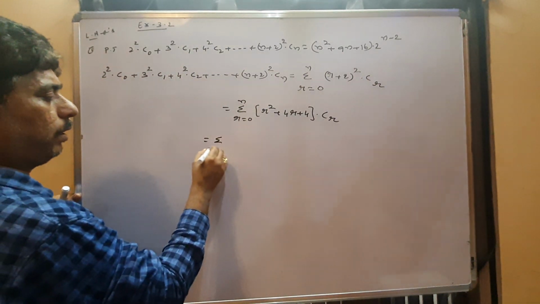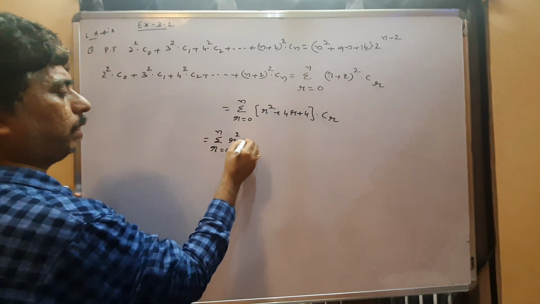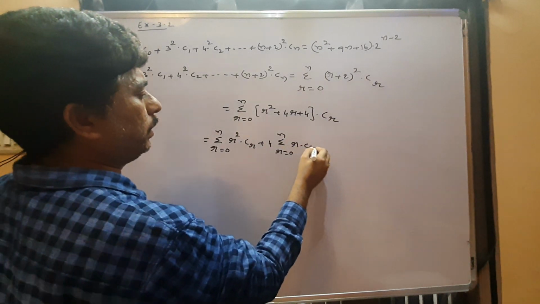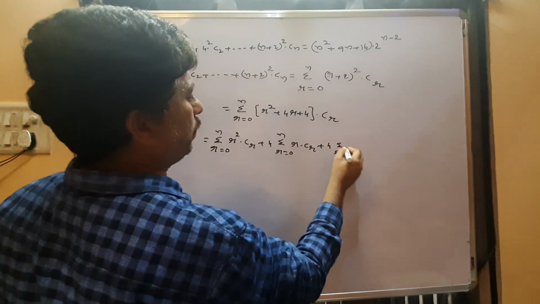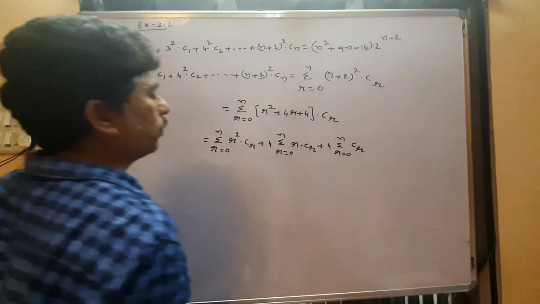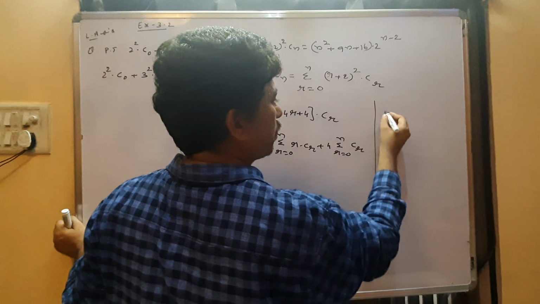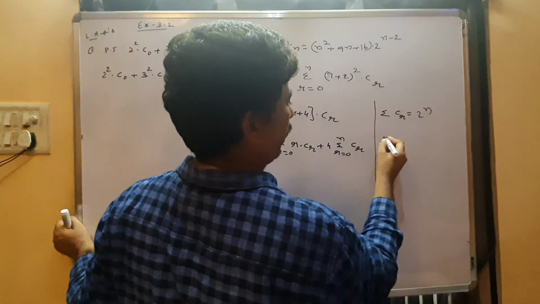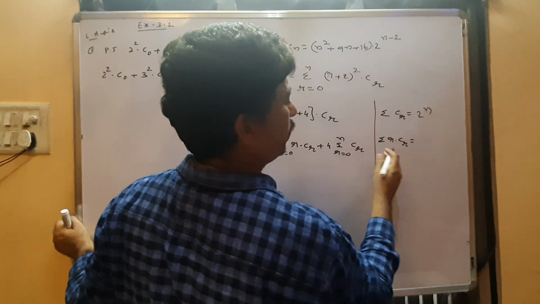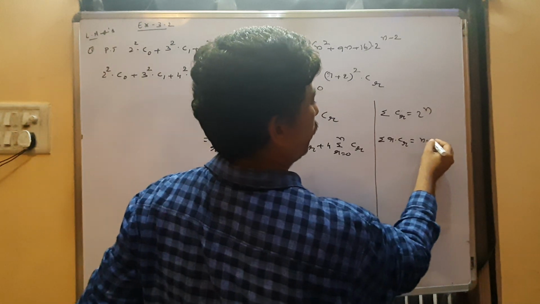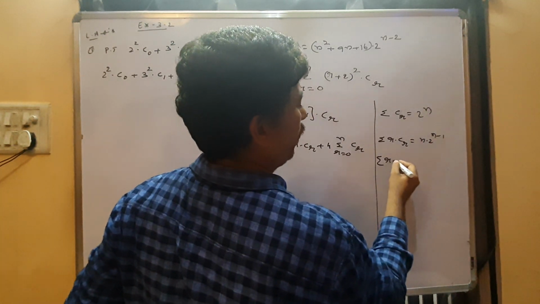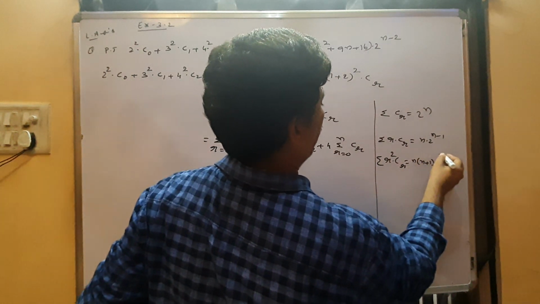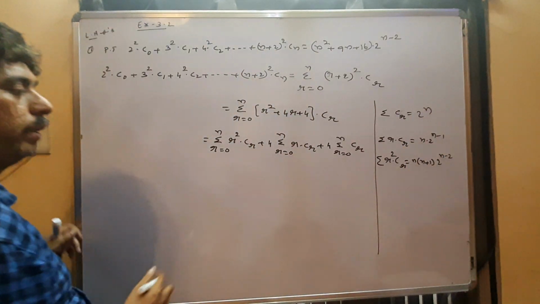Separate now: sigma r equal to 0 to n, r square into Cr, plus 4 times sigma r equal to 0 to n, r into Cr, plus 4 times sigma r equal to 0 to n, Cr. We have the formulas. Sum of the binomial coefficients is 2 power n. Sigma r into Cr is n into 2 power n minus 1. Sigma r square into Cr is n into n plus 1 into 2 power n minus 2. These three formulas you can substitute here.